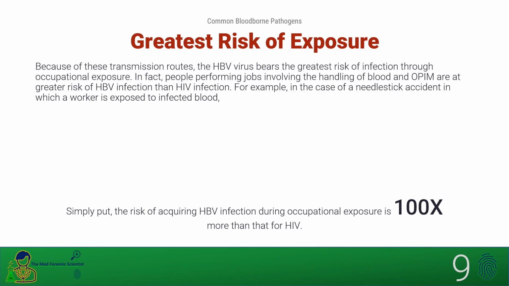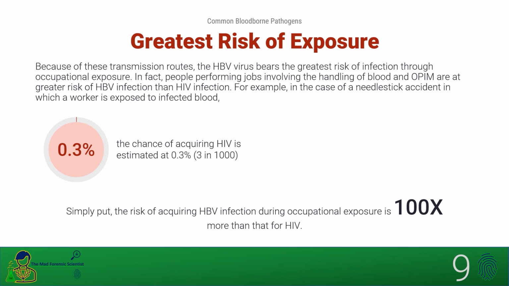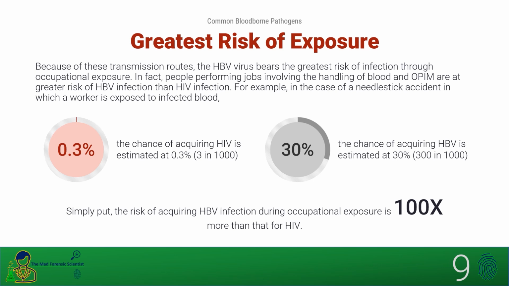For example, in the case of a needle stick accident, in which a worker is exposed to infected blood, there is a 0.3% chance of acquiring HIV, or a 3 in 1,000 chance. However, for HBV it is estimated at 30%, so 300 in 1,000. Simply put, the risk of acquiring HBV infection during occupational exposure is 100 times more than that of HIV.